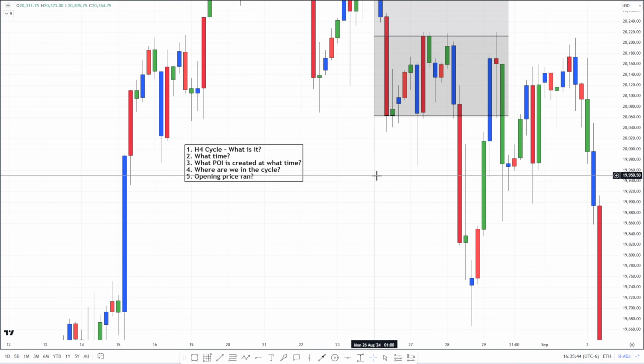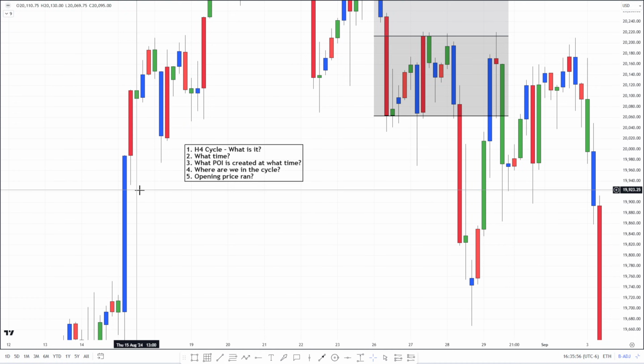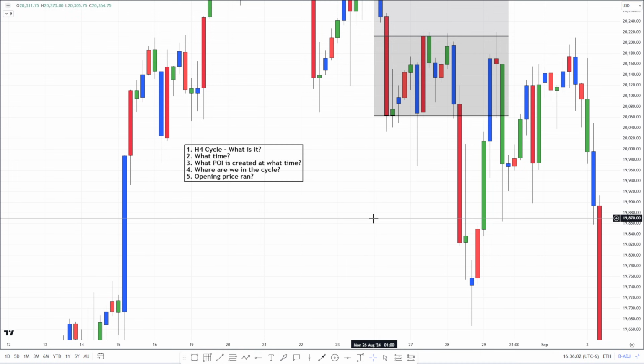So I'm not going to measure all these out. I'm just showing you that when you wait for candles to open and you have logic behind why it's doing what it's doing and where you can target, you can capture hundreds and hundreds of handles in a week.